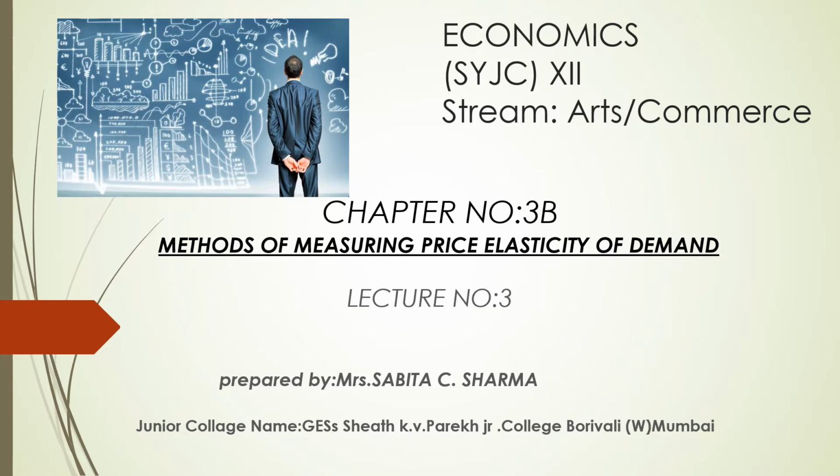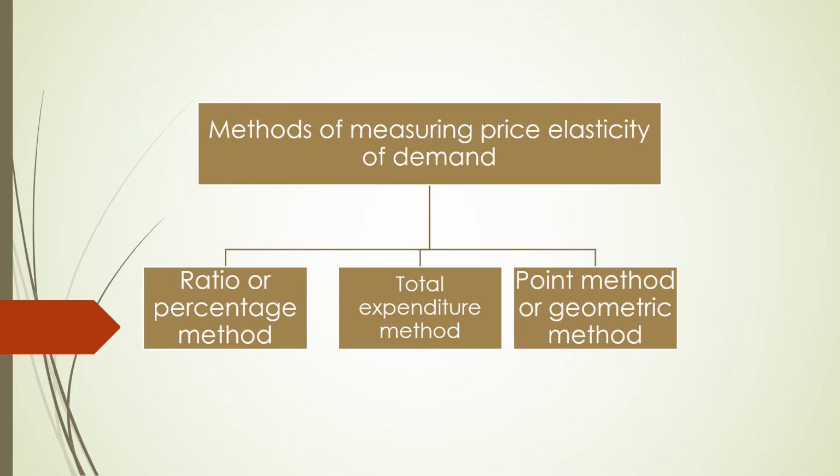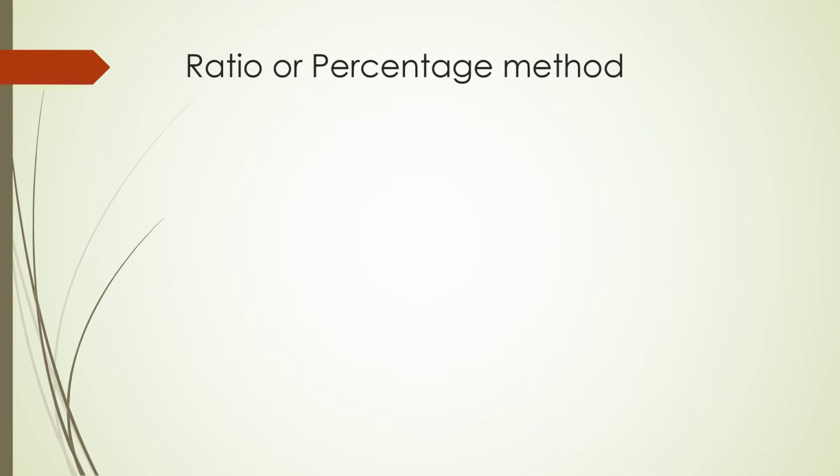Today we will learn chapter number 3b, methods of measuring price elasticity of demand. This is my lecture number 3. Methods of measuring price elasticity of demand is divided into three parts. Number 1, ratio or percentage method. Number 2, total expenditure method. And number 3, point method or geometric method. So here with the ratio or percentage method.